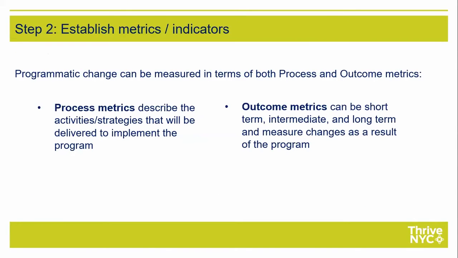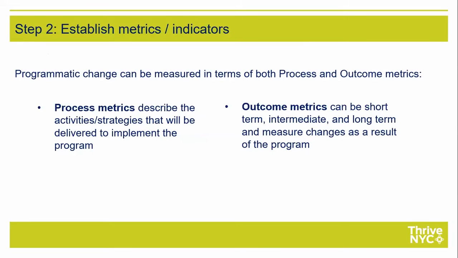Now, step 2 is to establish metrics and indicators. And I know this can seem like an overwhelming place, but it's really not meant to be a super challenging matter. The model for improvement helps to guide the measurement of both process and outcome measures to help us understand what is happening and how it is happening.